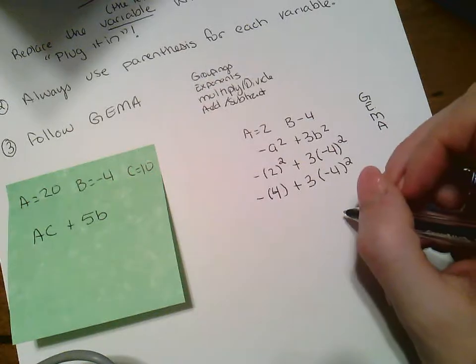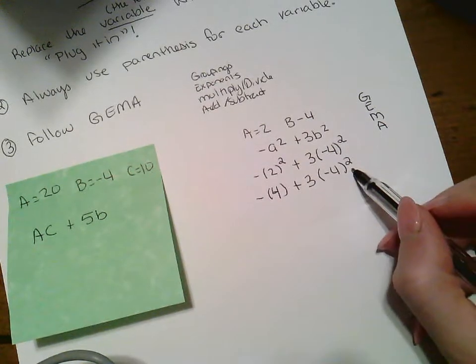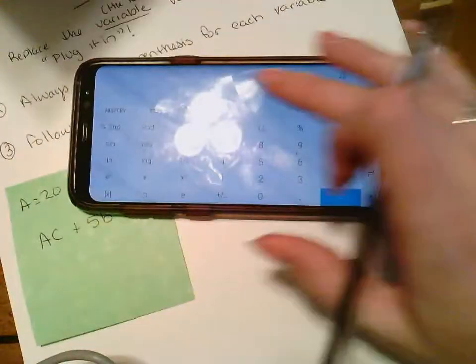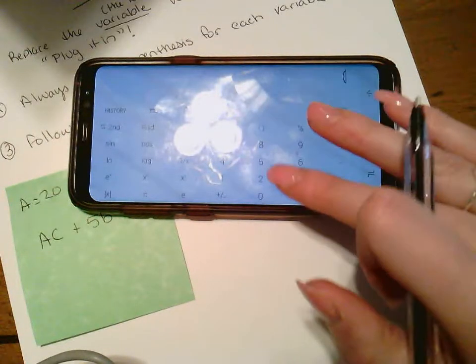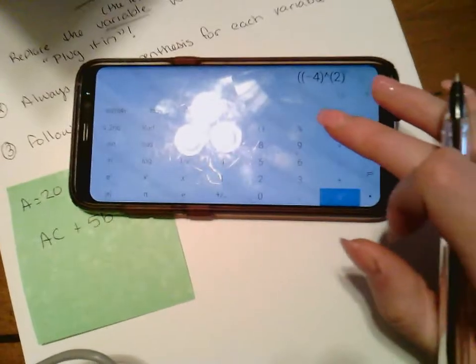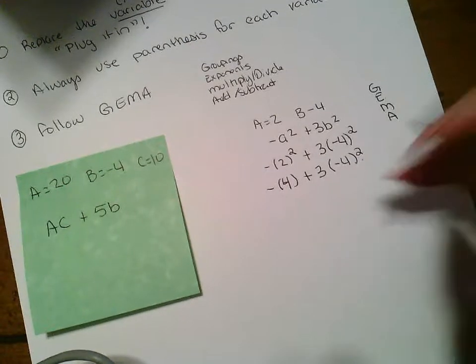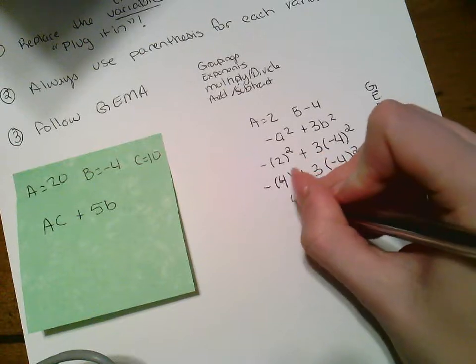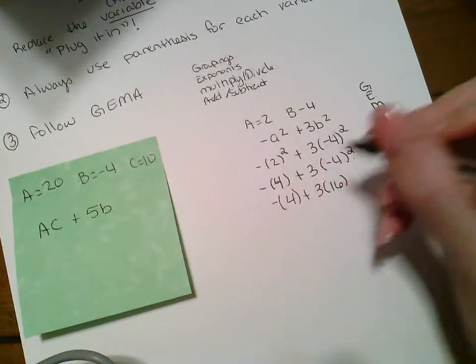My next thing I'm going to do, I still have an exponent, so I'm going to solve for that exponent. I will now do my parentheses negative 4 squared equals 16. So now I have negative 4 parentheses plus 3 times 16.